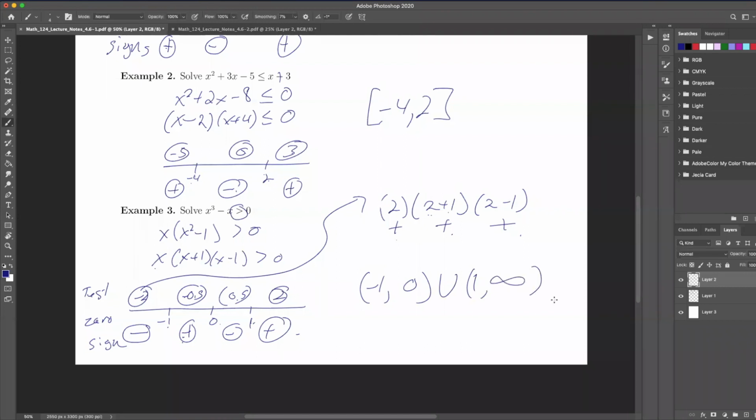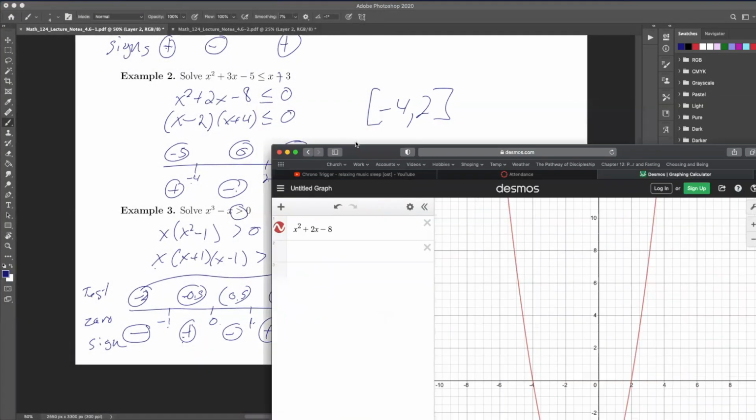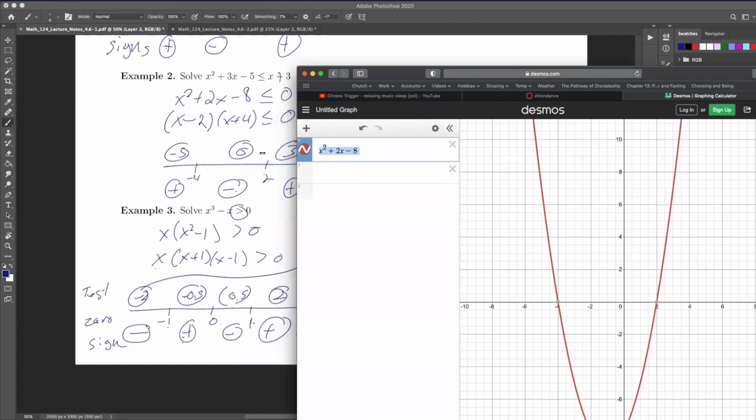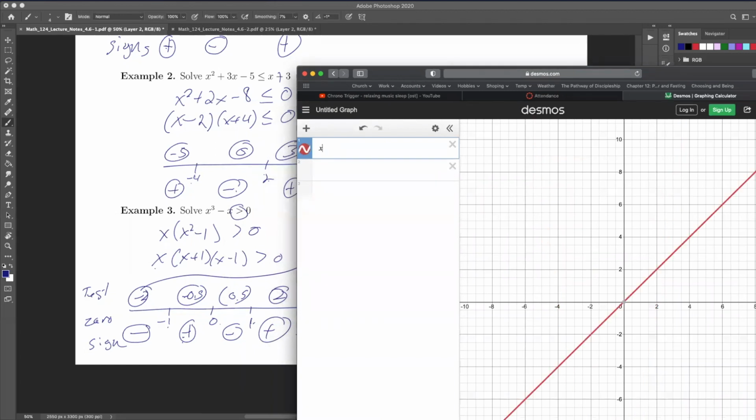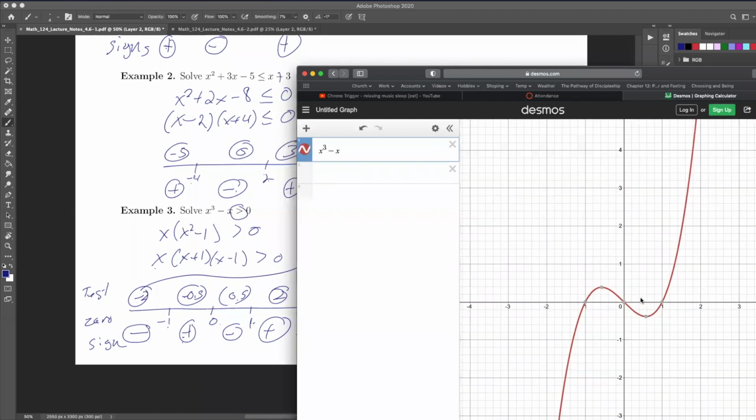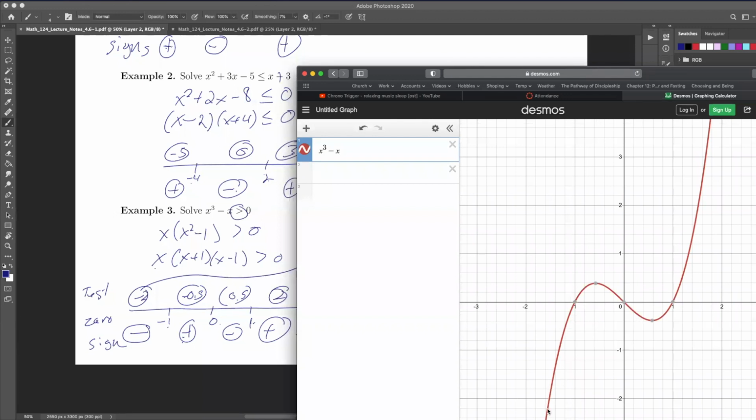Okay, and so let's graph this and see what it looks like and see if that matches what we got here. Here it is. All right, so we have x cubed minus x. And we'll just zoom in. From minus infinity to -1, we got negative, which matches our results. From -1 to 0, it's positive, which matches our results. From 0 to 1, it's negative, which matches our results. And then from 1 to infinity, it's positive.